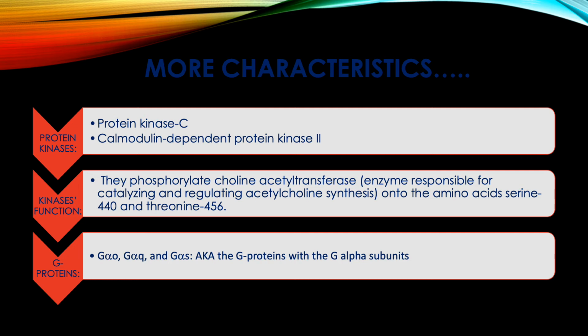Now, we have three different G proteins. There's G alpha O, G alpha Q, and G alpha S, which are these G proteins within the G alpha subunits.